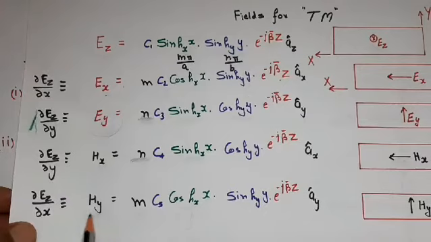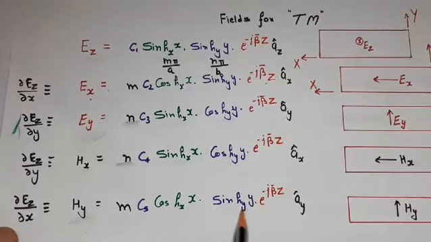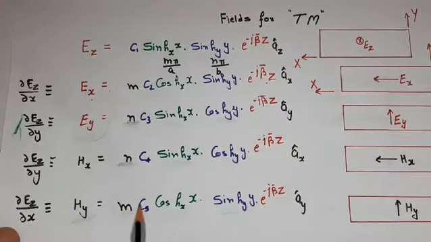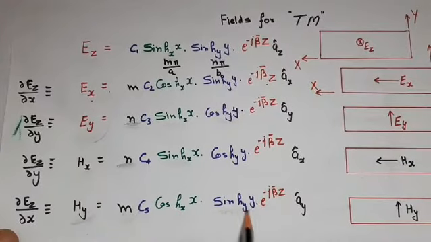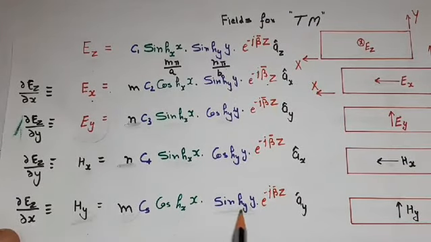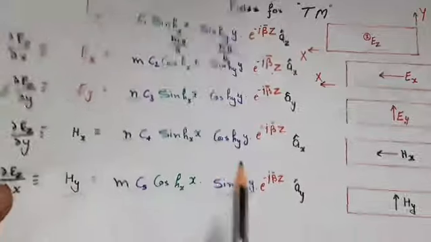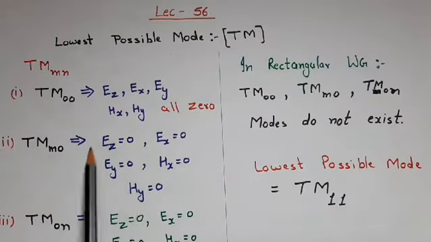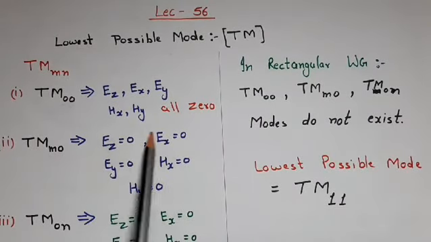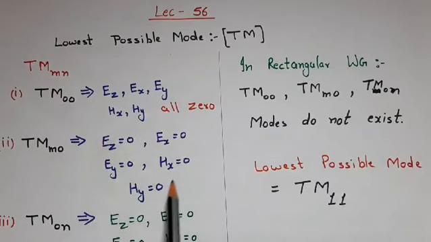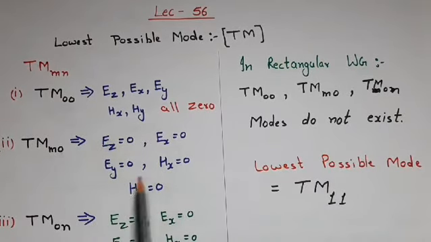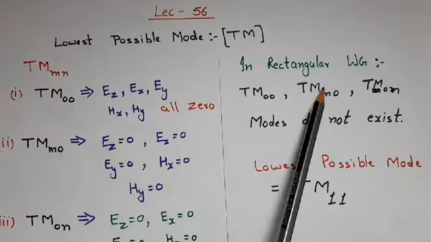If we talk about Hy, then it has multiplication of m, which is non-zero in our case, but it has sine in the y direction, and because n is 0, this sine function becomes 0. So Hy is 0. So we see that for TMm0, all the fields vanish, and that's why the TMm0 mode can never exist in a rectangular waveguide.